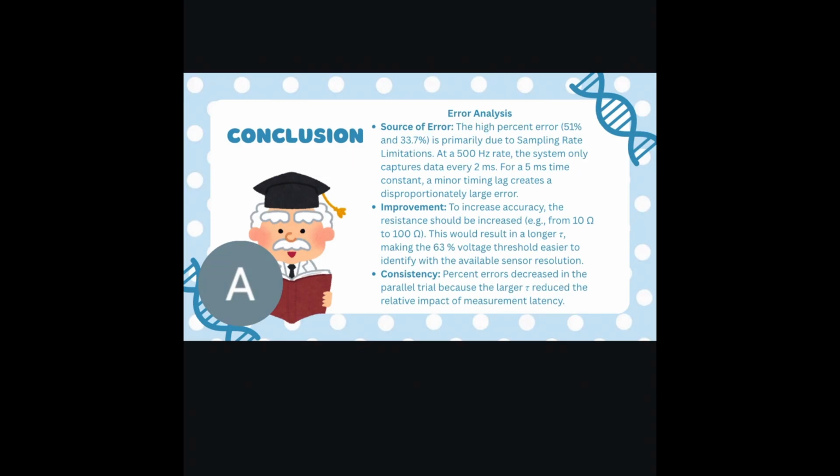While the trend is correct, we observed a 51% error in the single trial and a 33.7% error in the parallel trial. This is a classic case of sampling rate limitation. The Pascal system was set to 500 Hz, meaning it only checked the voltage every 2 milliseconds. In a 5 millisecond event, missing the exact 63% mark by just one sample creates a massive percentage jump. However, as the time constant increased in our parallel test, the error dropped, proving that a slower charging cycle allows for more precise data capture.